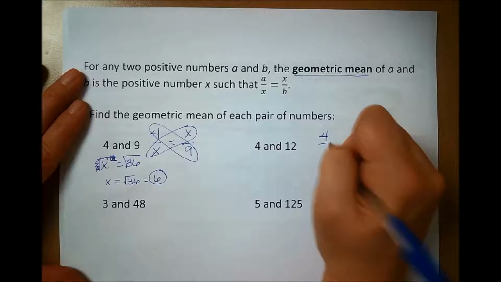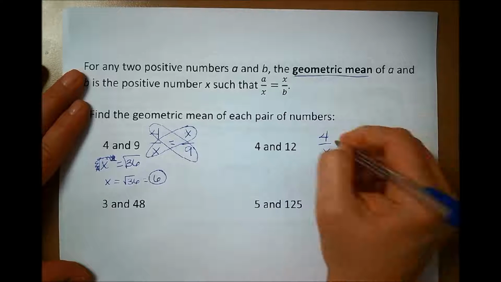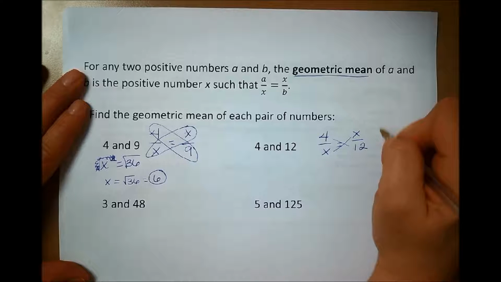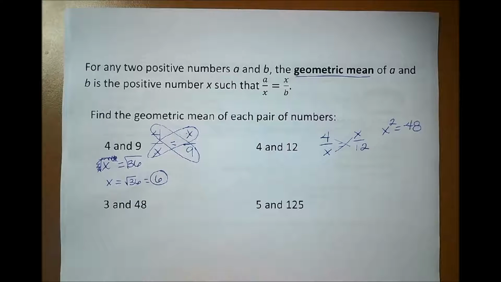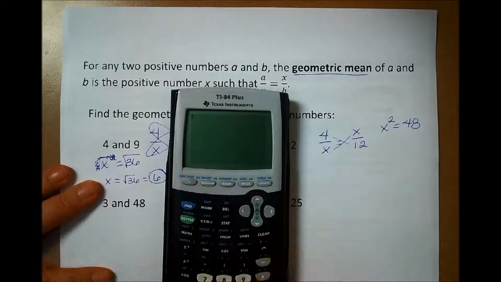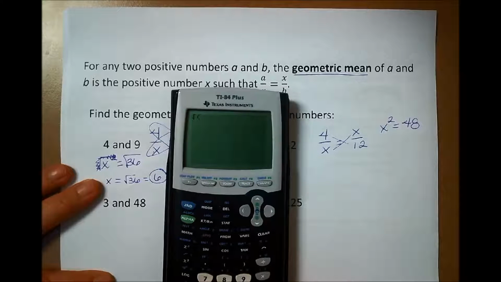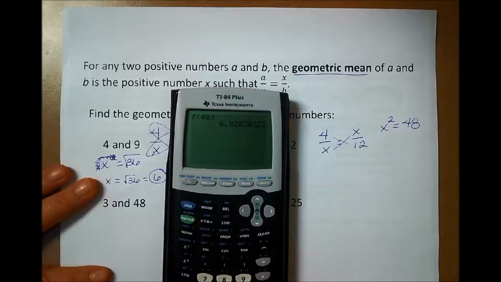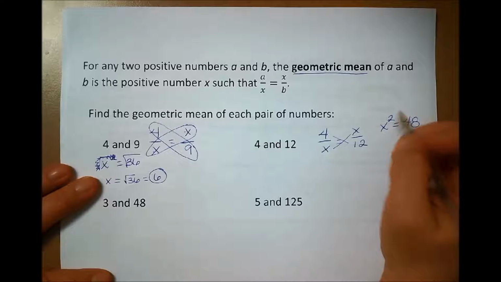We get 4 over x equals x over 12. And then we're going to cross multiply. So we get x squared equals 48. Now, you may notice that if you do that in your calculator, say square root of 48, you get a bunch of numbers. MathXL will not accept that. That's why we worked on that worksheet the other day about simplifying radicals. So what we have to do is take that 48, because x equals the square root of 48.